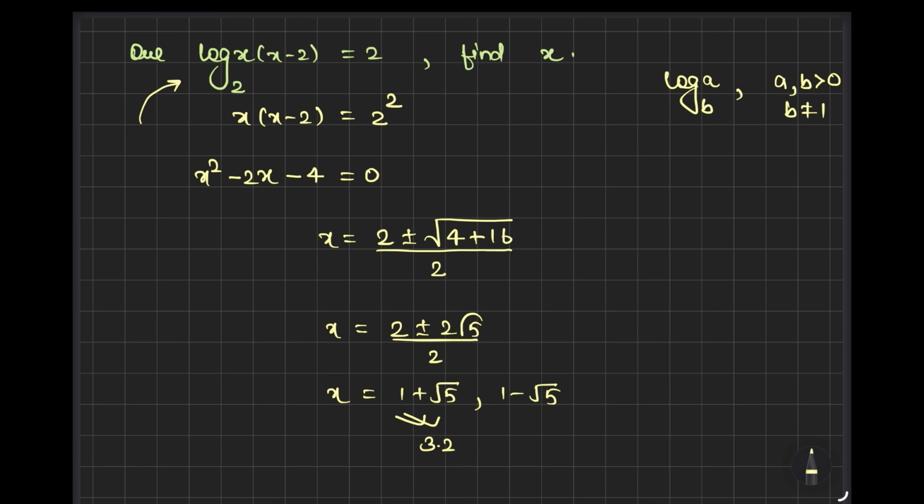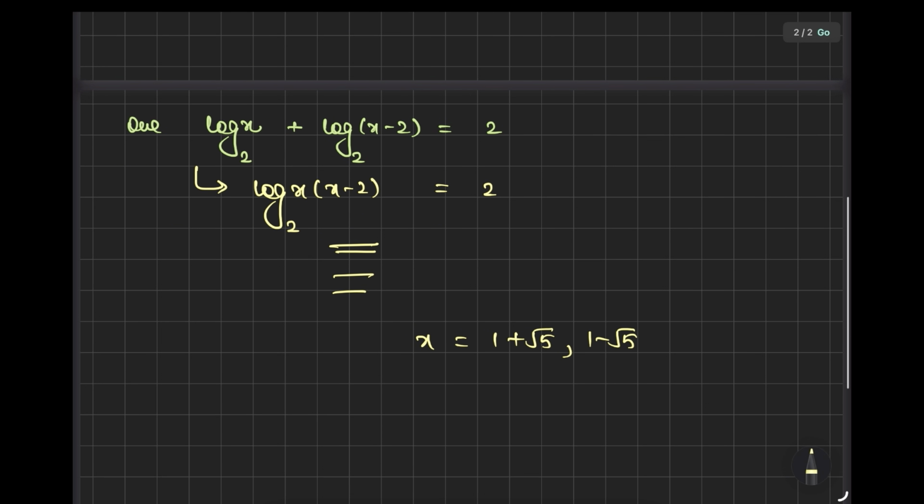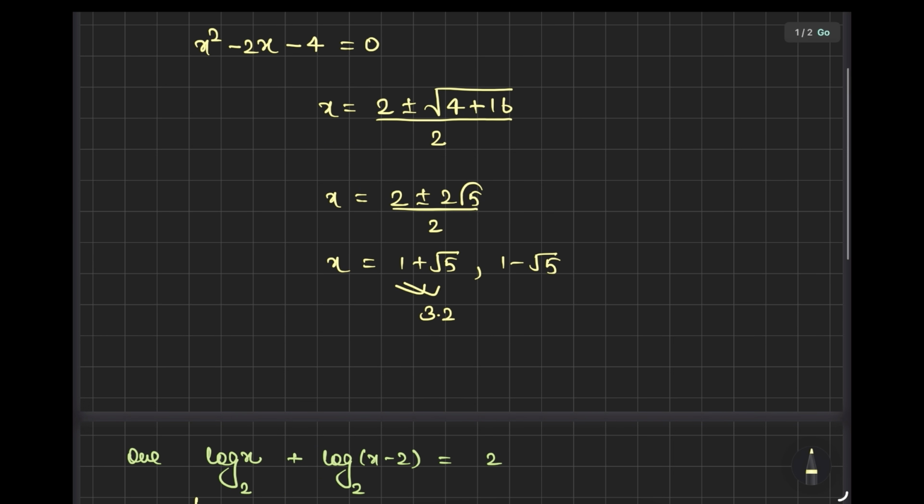Okay, now look at this. Here it is also 3.2. Positive number, most comfortable. 3.2 minus 2 is 1.2, most comfortable, which means this 1 plus root 5 is a 100% correct answer.